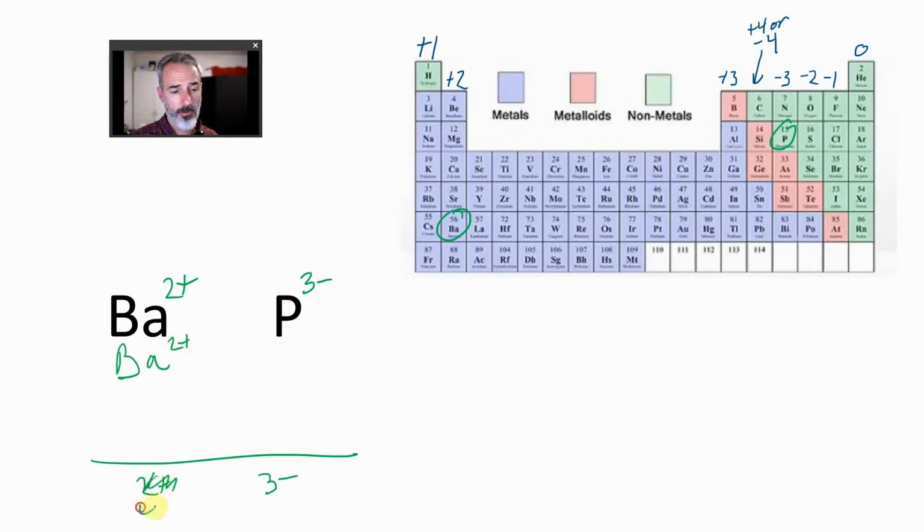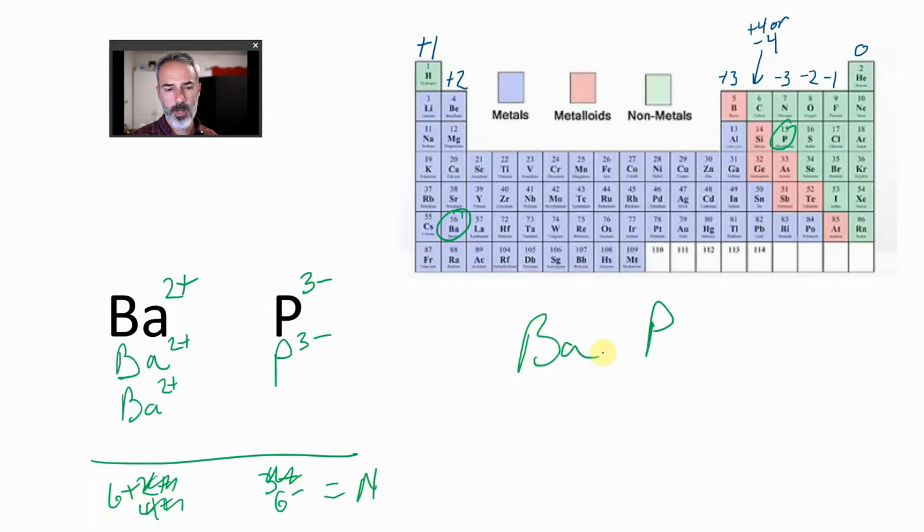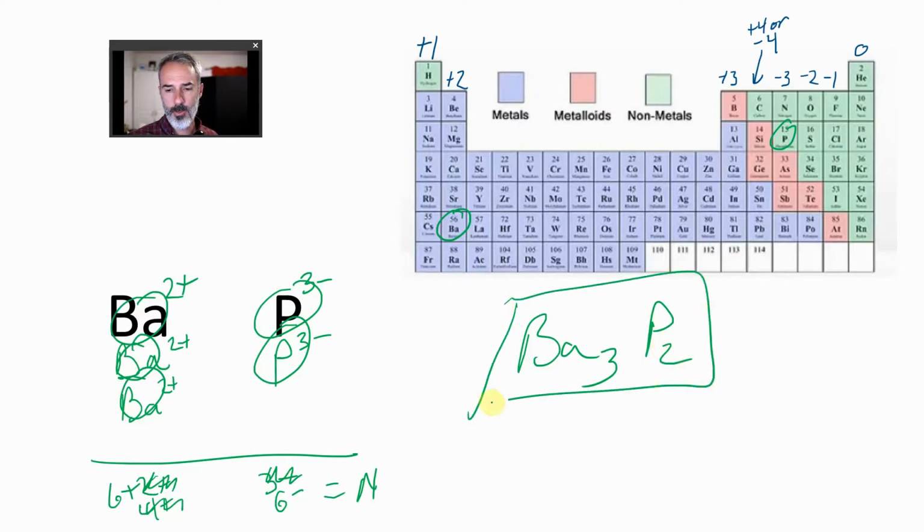Now that gets us up to 4 plus, and you can see now the positives are winning. So clearly we need to add another negative. That gets us up to 6 minus. Now the negatives are winning, so we're going to have to add another one of these. And that's the deal, is you can't change the charge. Now you're up to 6 plus, and boom, there you go. You have a neutral compound. Let's see, how many bariums did it take? I see 3. 1, 2, 3. How many phosphoruses or phosphori? 2. And we've got our formula.